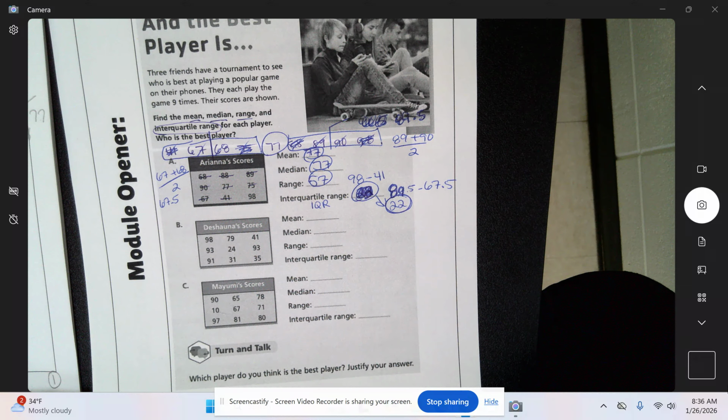Going back. All right. Y'all get part B, Deshaun, and y'all get part C, Mayumi. We've had her before. Don't y'all remember saying her name, Mayumi? Anyway, y'all are in charge of part C. Y'all are in charge of part B. Okay? So you can work with your families, divide it up, I don't care. But find the mean, median, range, and interquartile range of those two people. Go.